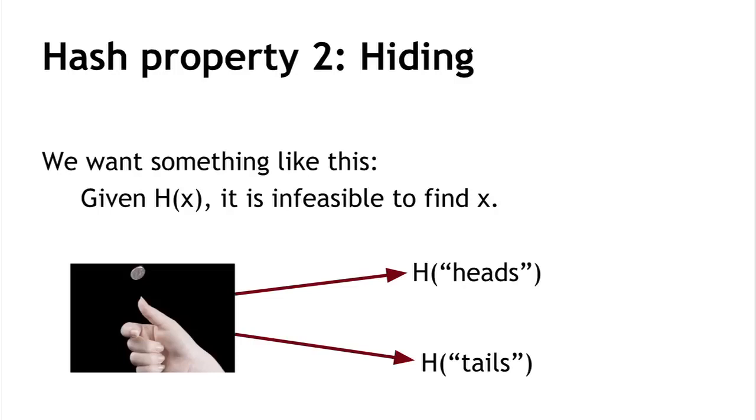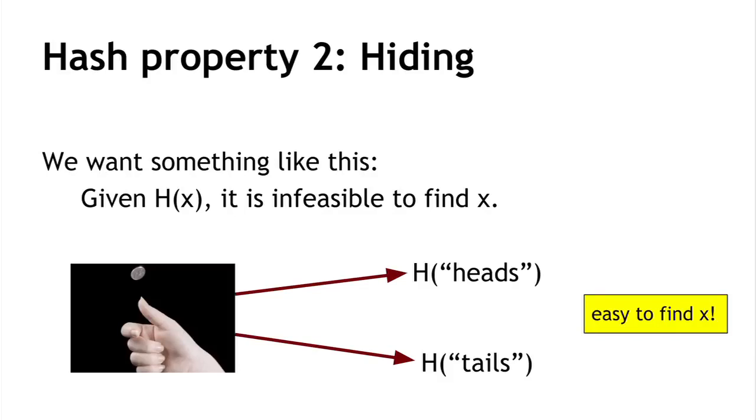Now we're going to ask someone who didn't see the coin flip but only saw this hash output to figure out what the string was that was hashed. That, of course, is going to be easy. It's easy in this scenario to find x. You simply compute the hash of the string heads and the hash of the string tails, and you see which one you got. In just a couple of steps, you can figure out what x was.